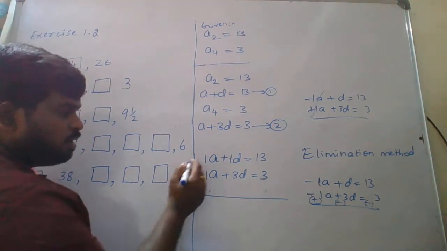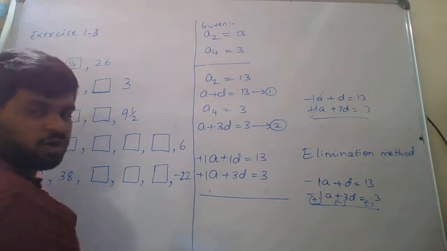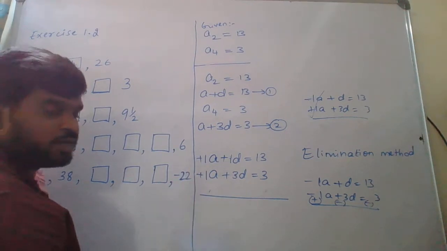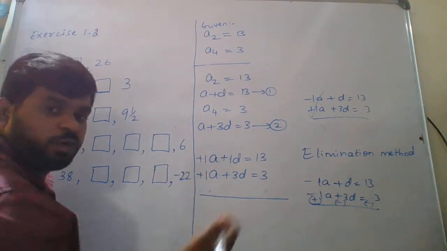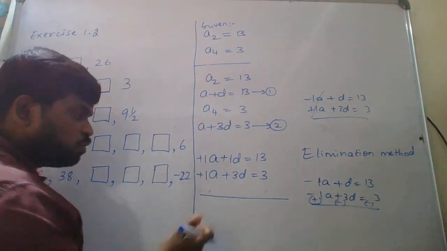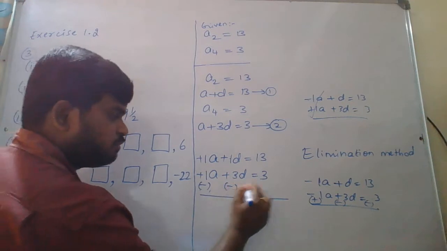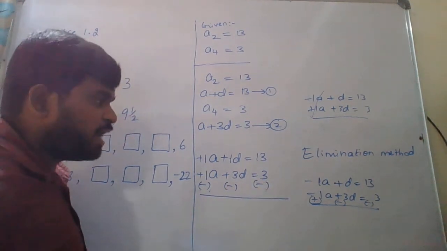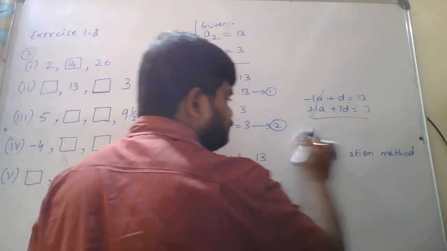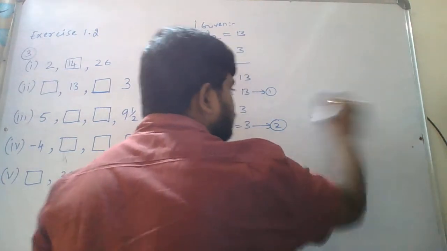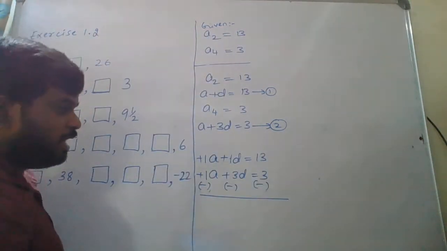But here, if you don't change it, this has got plus sign, this has also got plus sign. If they have got same sign, what should I do? I should add it. So 1a plus 1a, I get 2a. They are not getting eliminated. So to eliminate it, if they have got same sign, change the sign. If you change the sign, they'll get eliminated now. I hope it's clear. Observe, now they get eliminated.